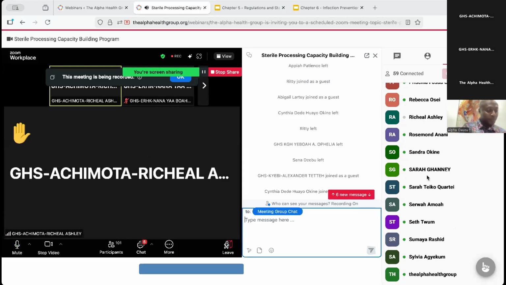Yeah, so infection is when, let's say, harmful germs like bacteria, viruses, fungi, or parasites enter the body and then they start to grow inside our body. Okay. Infection. All right.